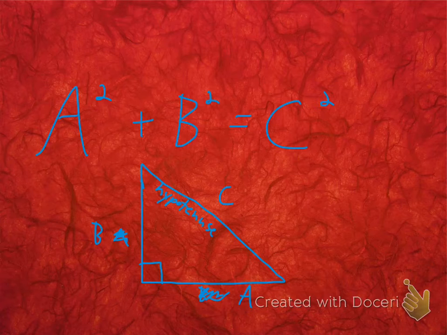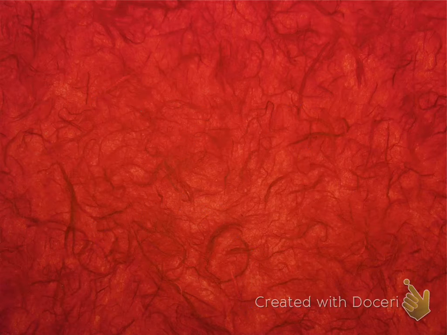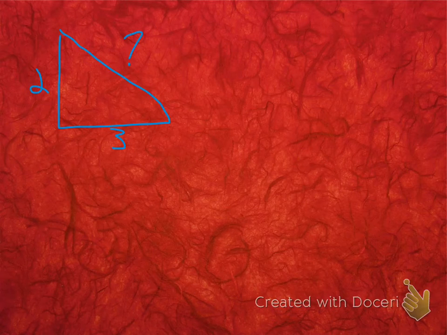Alright? So what you'll have to do is plug in A, B, or C and then figure out what you're missing. I will give you an example here. Let's say we have this triangle right here. Let's say this is 2 and this is 3. We have 2 of the 3 sides. Now, I want to know what this side is. That's the hypotenuse. I want to know what it measures.